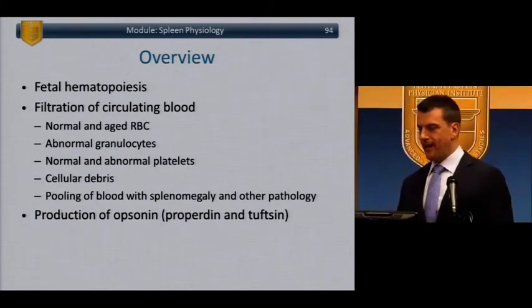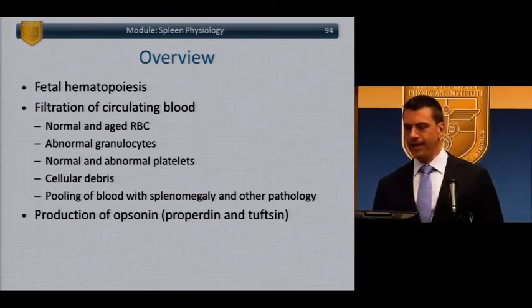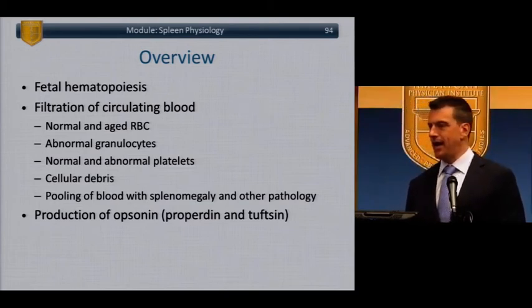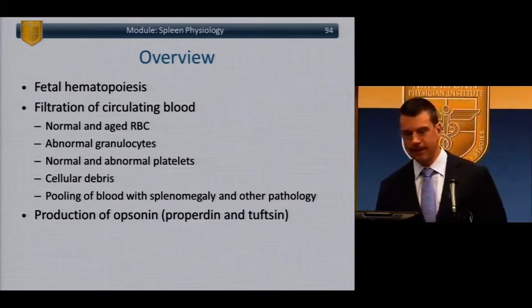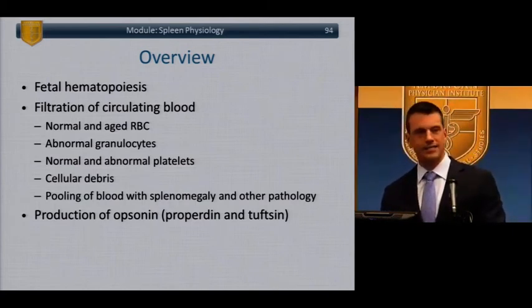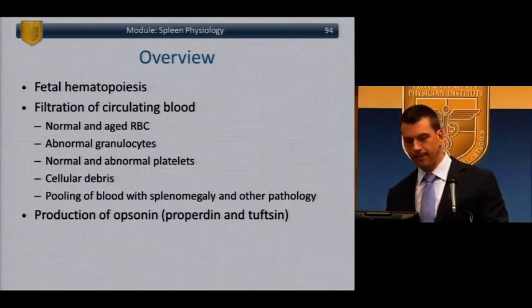So at first, in fetal hematopoiesis, before the marrow kicks in, blood is made in the liver and the spleen. In adults, it's more a filtration mechanism for circulating blood. Normal and aged red blood cells pass through here. As the red blood cell becomes less deformable, it's more likely to get hung up in the spleen and broken down as it senesces. Abnormal granulocytes, and both normal and abnormal platelets, are filtered here. Any cellular debris is brought out. You can see pooling of blood and sequestration, especially of platelets, when you get splenomegaly and other pathology.